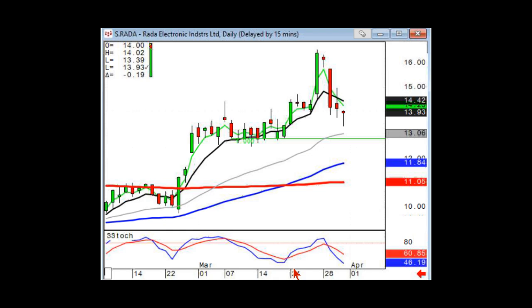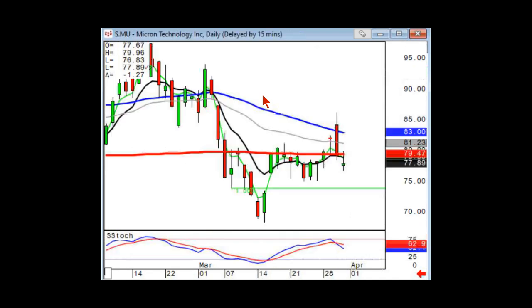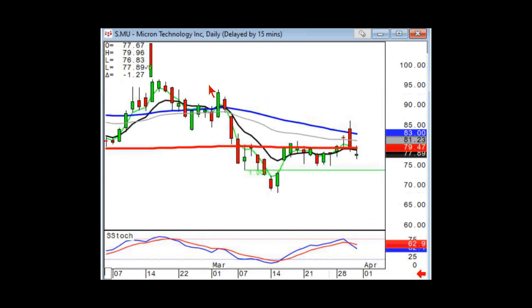RADA, stay short. Use the T-line as your stop. Big evening star signal, bearish harami, gapped out through the T-line. That's not a good chart. Stay short. Micron, stay short. Big left-right combo failure at the 50. If this opens lower tomorrow, you've got a bearish doji sandwich.